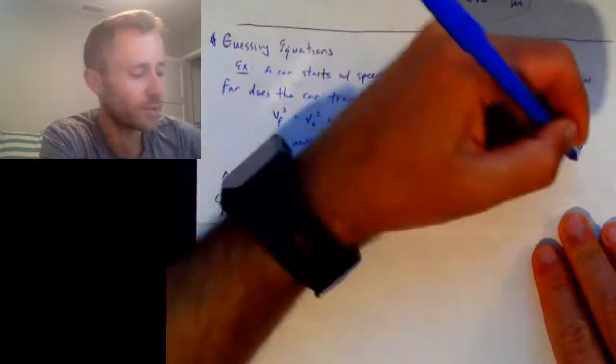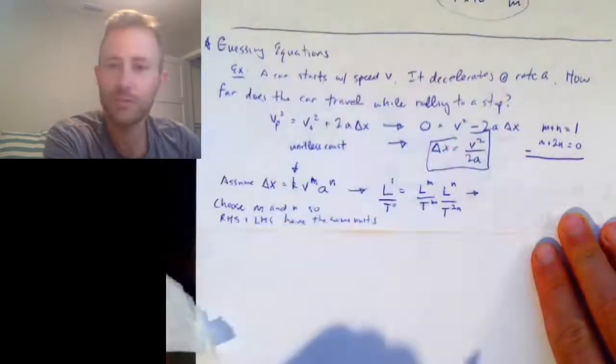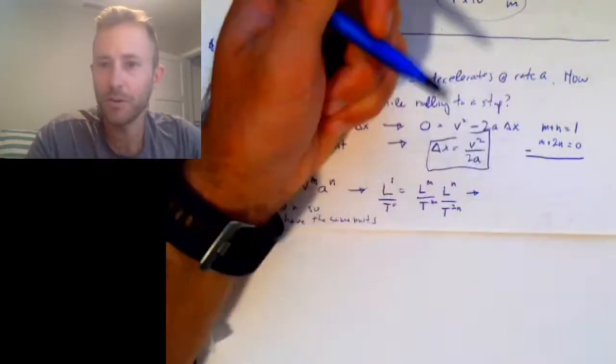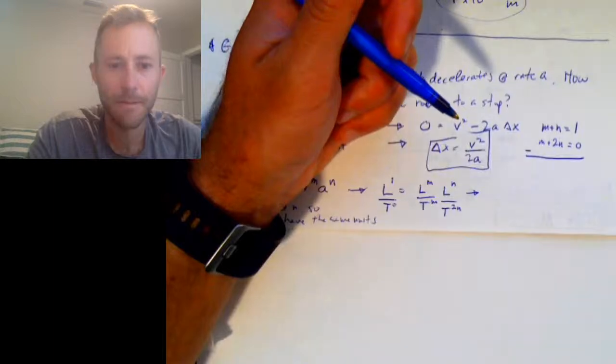If I subtract these two equations, this top equation is matching powers of L, the bottom is matching powers of T.